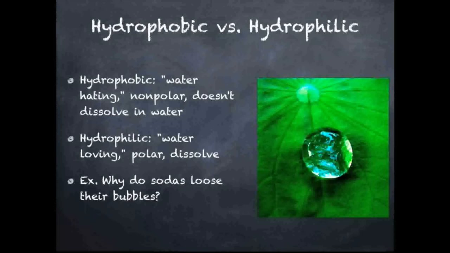Okay, so just kind of an experiment. Why do sodas lose their bubbles? Sodas are more or less water with some CO2 in it. And CO2 is not polar. It's non-polar, meaning it's hydrophobic. It's scared of the water. It hates the water. And because of that, what it wants to do is escape. And the best way to escape is up.